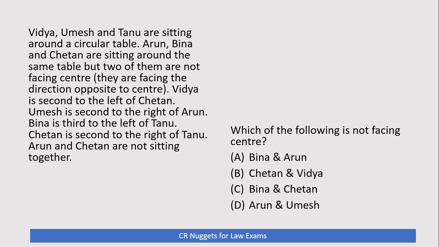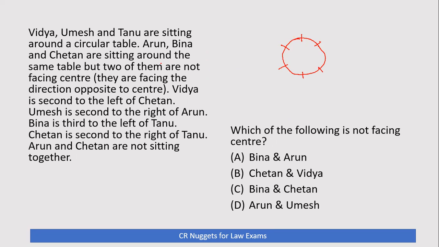What is given? Vidya, Umesh and Tanu are sitting around a circular table. Arun, Beena and Chetan are sitting around the same table, but two of them are not facing the center. So out of Arun, Beena and Chetan, two are not facing the center. In total, there are 6 people, so draw the diagram and divide it into 6 equal parts. This is how you divide it into 6 equal parts. This is a circular table divided into 6 equal parts. That is the first thing.